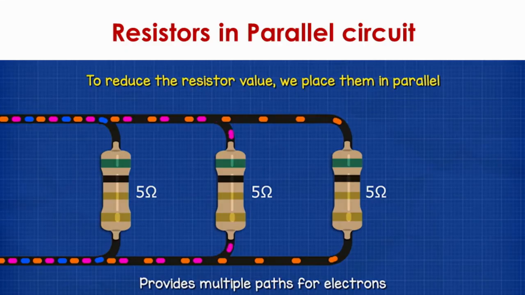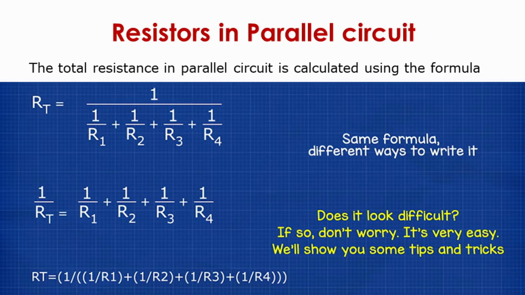When they are connected in parallel, basically, it reduces the total value of resistance. If we place them in parallel, in this case, the formula of the total resistance is 1 divided by 1 upon R1 plus 1 upon R2 plus 1 upon R3 plus 1 upon R4, provided we have connected 4 resistors in parallel. They can be represented in other ways also, like 1 upon RT is equal to 1 upon R1 plus, so the sum of the inverse of all resistors. So they may look difficult.